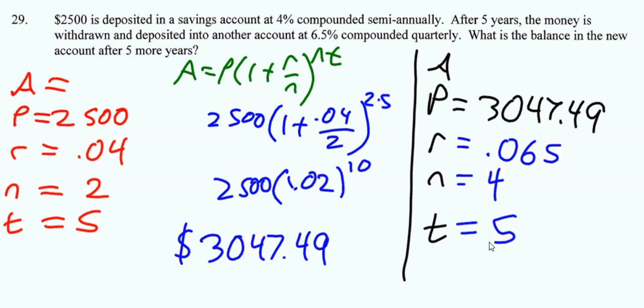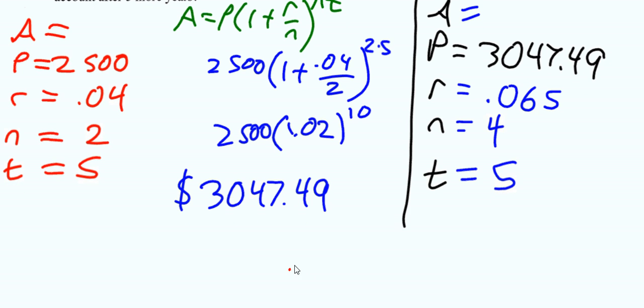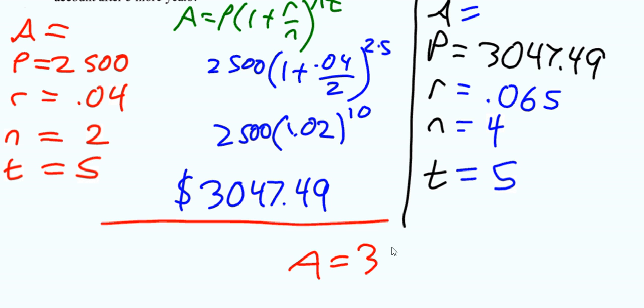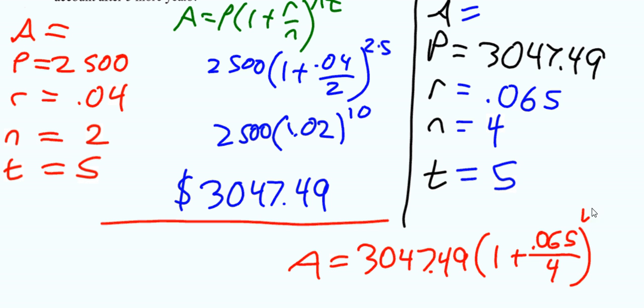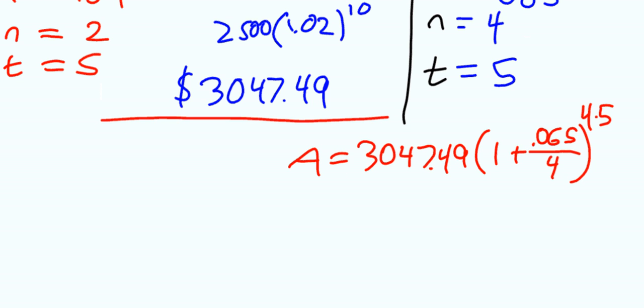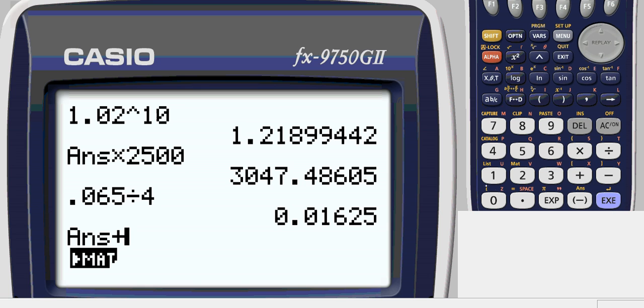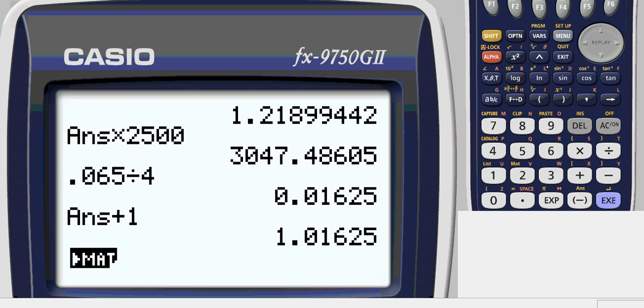So 5 more years. If we're using the same formula, A equals P times 1 plus R, 0.065, over N to the N times T. So again, work inside out, so the 0.065 divided by 4 plus 1 to the 20th power.